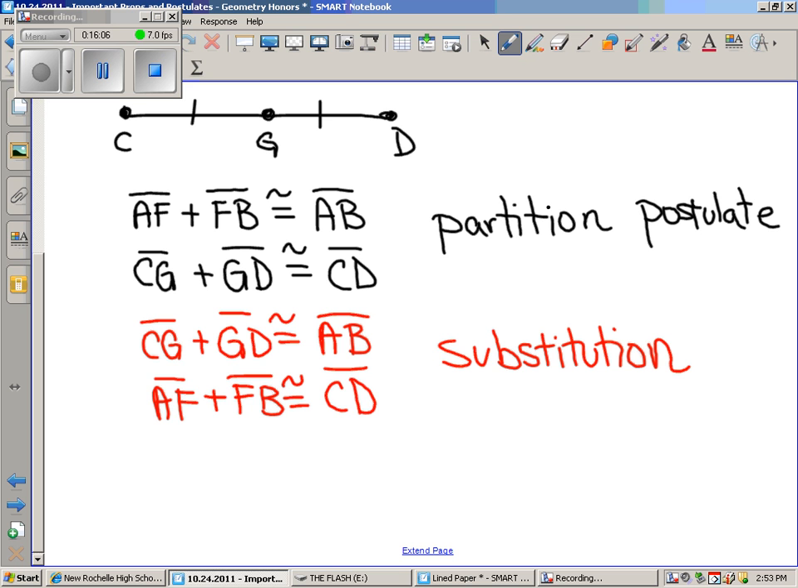Does that make sense? Well, if that's true, can't I also now sub these two, make these two equal to each other? Yeah. I'm just going to use it again.